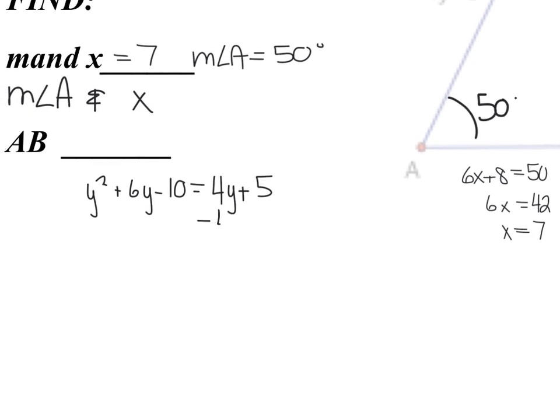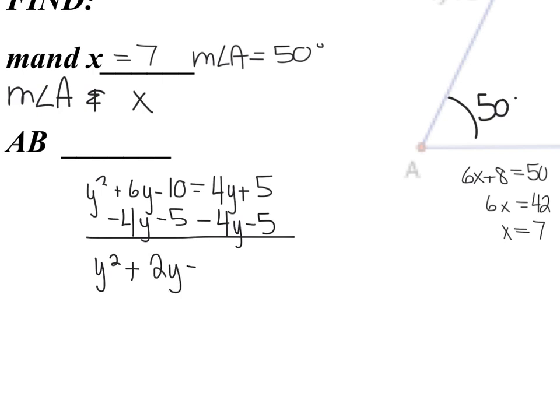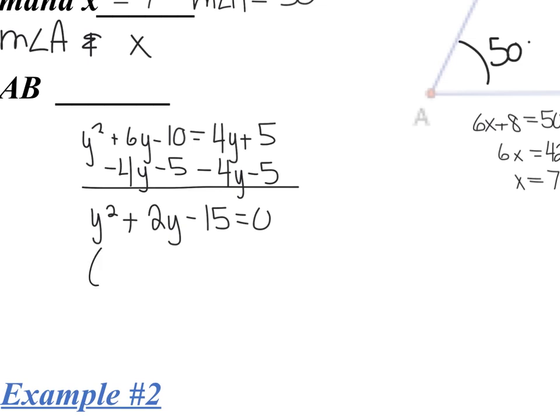This is not a problem that I can use square roots on, so I have to get this to equal 0. I will subtract 4y and subtract 5 from both sides. I like to bring everything over to where my squared term is positive. So I have y squared plus 2y minus 15 equals 0. I'm going to factor this. What are two numbers that multiply to be negative 15 and at the same time add up to 2? They are positive 5 and negative 3.